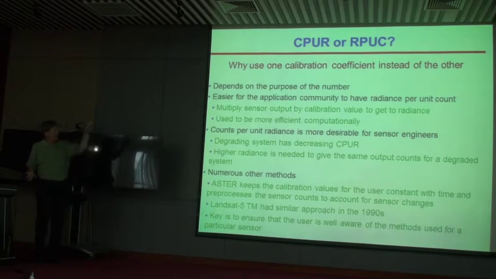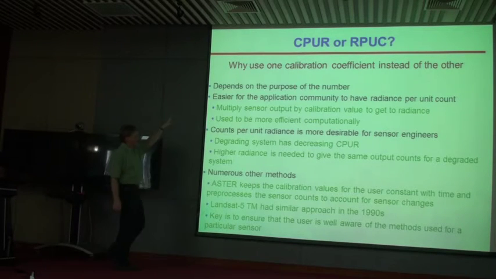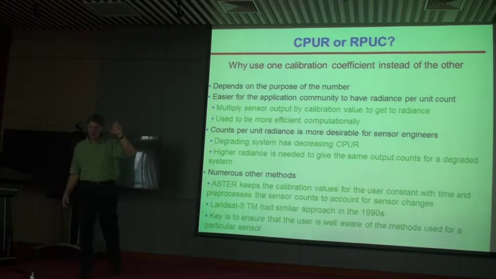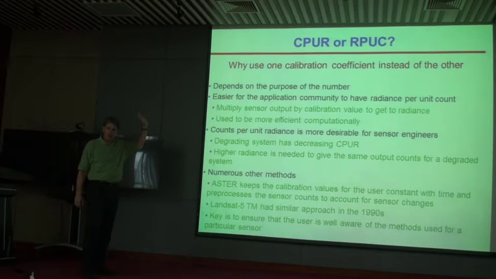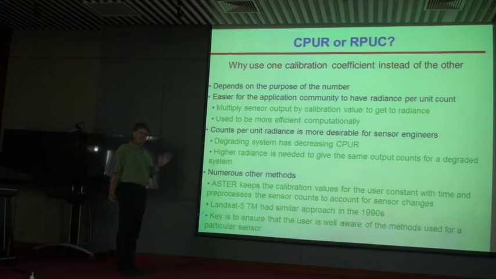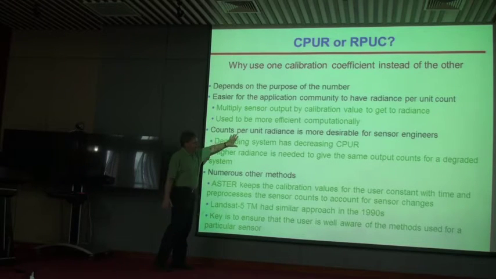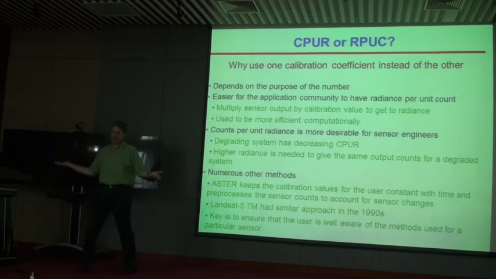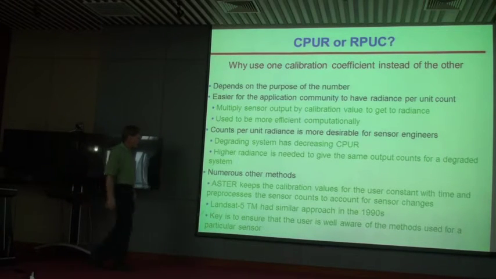So just to reiterate, counts per unit radiance, CPUR, or radiance per unit count. It just depends on what you're trying to do. Both of these are calibrations. That's the nice thing. This is a true calibration. If you are determining these numbers, you have calibrated the system. Sensor engineers prefer counts per unit radiance because it gets smaller when the system gets worse. That's the big reason. There's other methods.